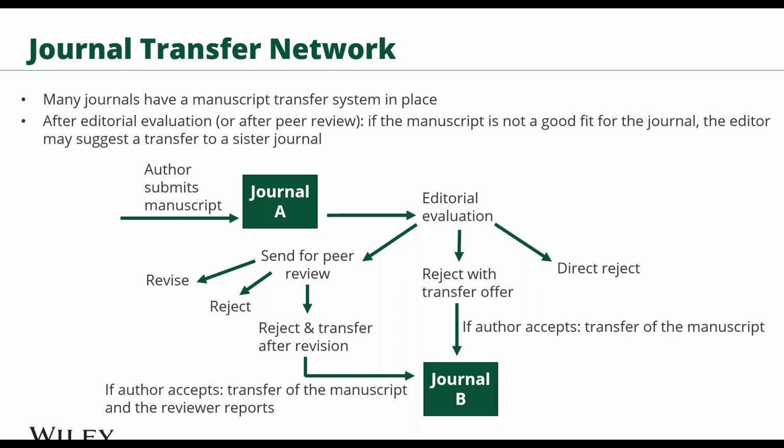So how does this work exactly? If your paper has been submitted to Journal A, but it gets rejected at any stage of the submission process, whether that's before or after peer review, the editor might reject your article with a transfer offer. What this means is that the editor might think your article is good, but it's not quite right for their journal for whatever reason. So they transfer it to another journal, Journal B.